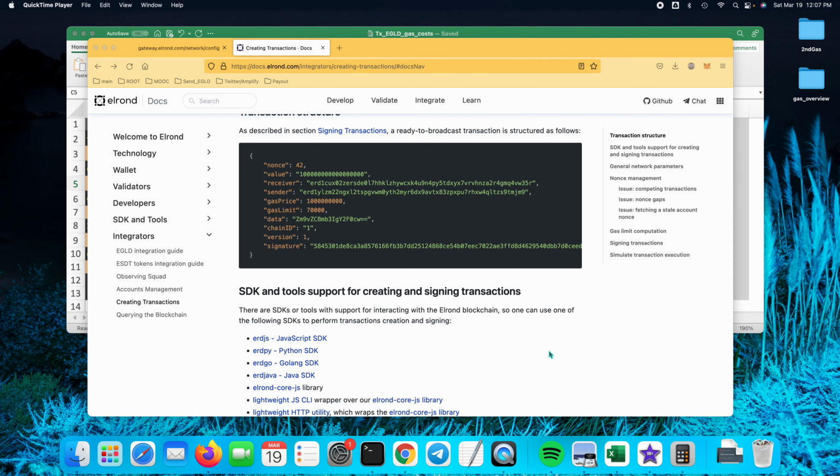You may be asking yourself, what's the most cost-effective way of performing a number of transactions? Should I use a smart contract, or should I perform individual transaction calls using Erd.js or ErdPy, or even using multiple transaction methods with ErdPy and Erd.js? Let's look at our baseline.